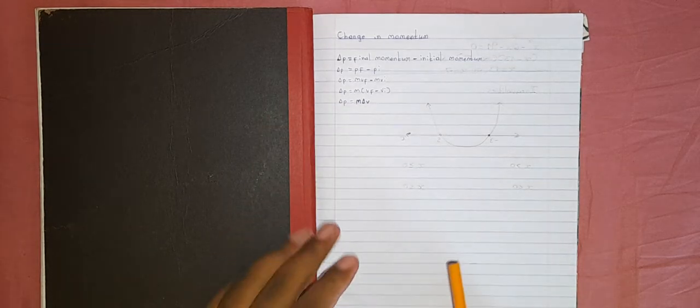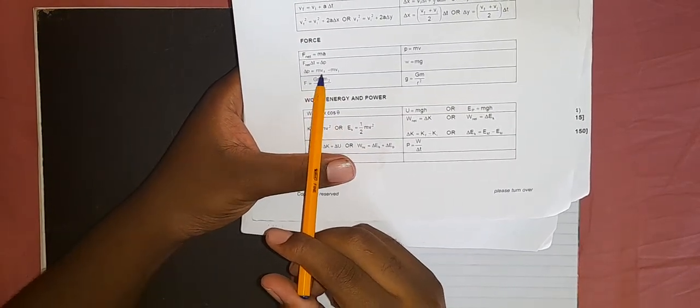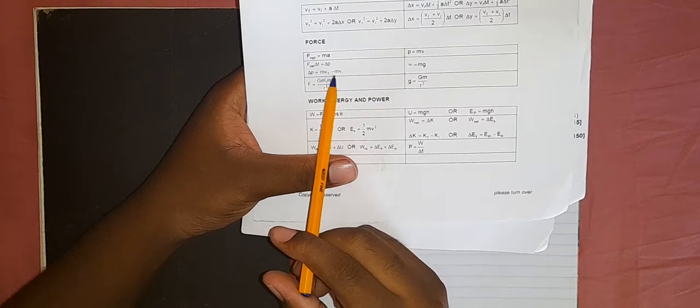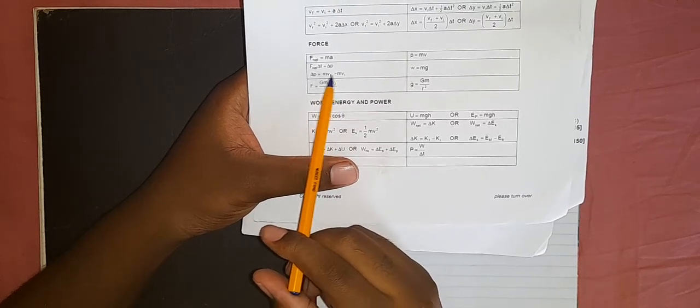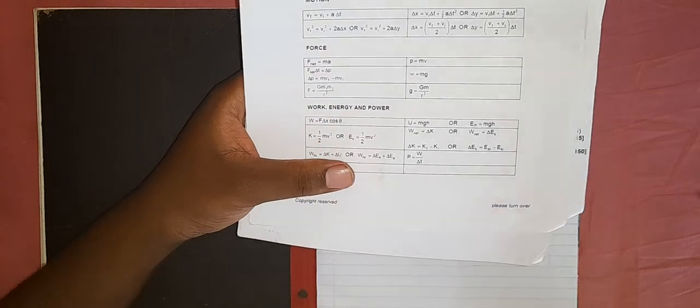We can represent this symbolically. Let me show you this formula in your formula sheet. Let me look for it. So the change in momentum, well, it is here. The change in momentum is the final momentum minus the initial momentum. This is the formula that we will use to calculate the change in momentum.